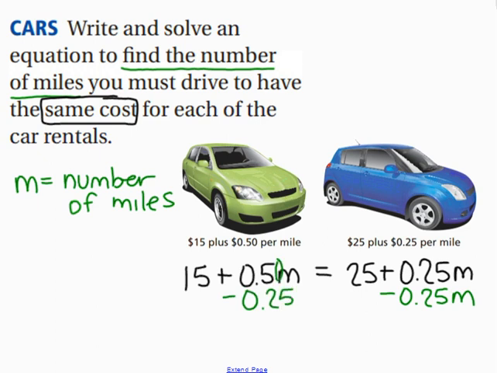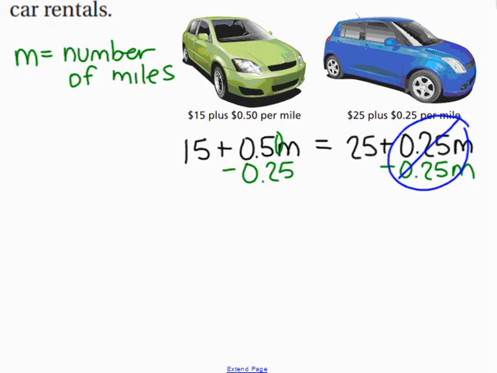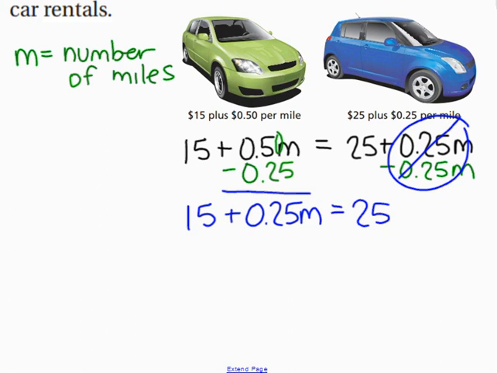And I'm going to squeeze in a 0 there in case you need to borrow. So that is going to cancel as a 0 pair. And then 0.50 minus 0.25 is 0.25. So we have 15 plus 0.25m equals 25.